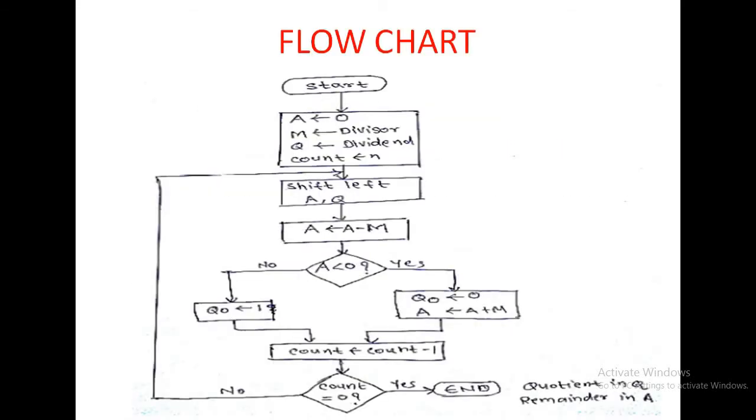Next, this is the flow chart. First, the A value is initialized with 0, M is the divisor, Q is the dividend, and the count value is n. N means in how many steps the problem is solved.